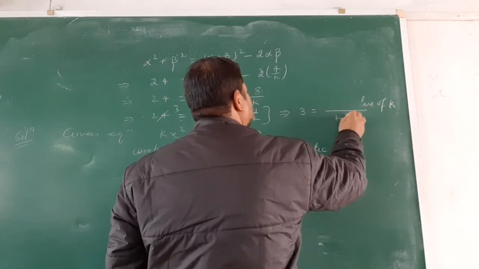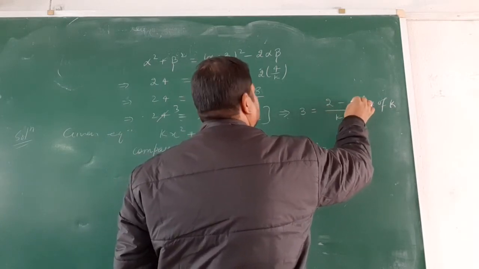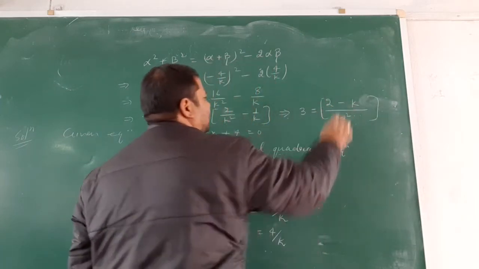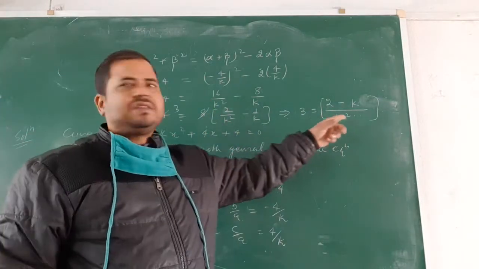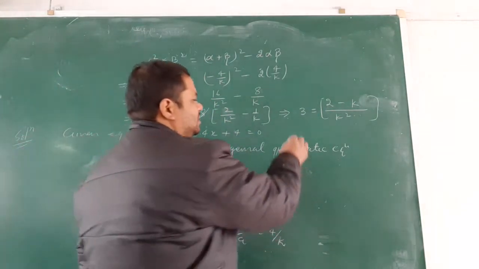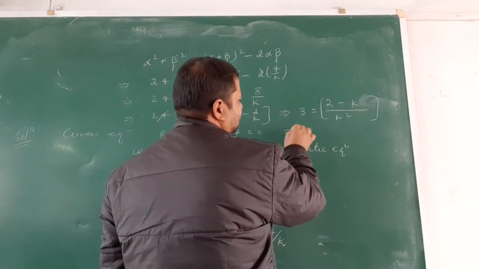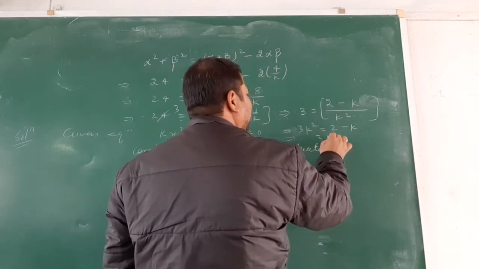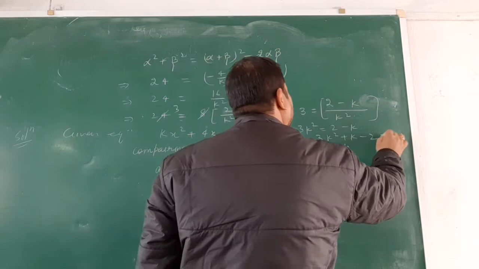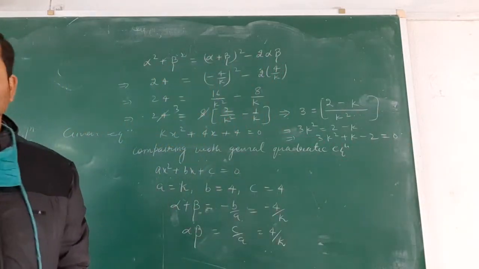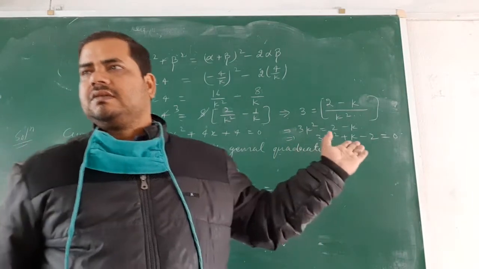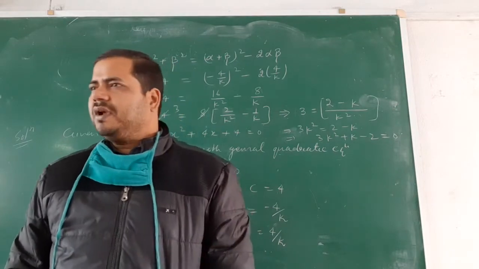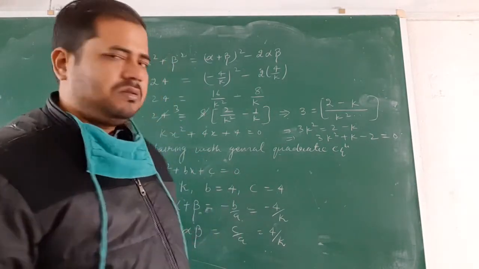Afterwards, if you solve it, you will get 3 is equal to, taking k square as the LCM, 2 minus k over k square. Am I right? This is 2 by k square minus 1 by k, which is nothing but 2 minus k over k square. So this is 3k square is equal to 2 minus k. So this becomes 3k square plus k minus 2 is equal to 0. Maybe you factorize. Factor कर लेंगे आप और k की वैल्यू मिल जाएगी. You understood this one? Okay, so note it down.